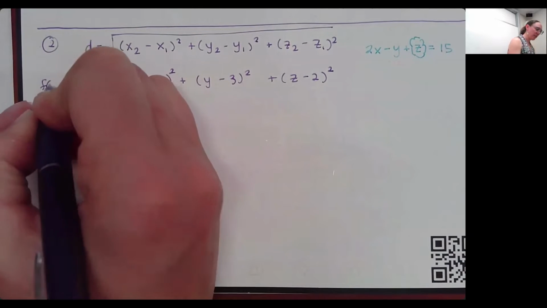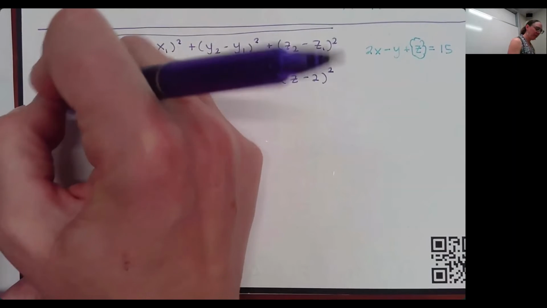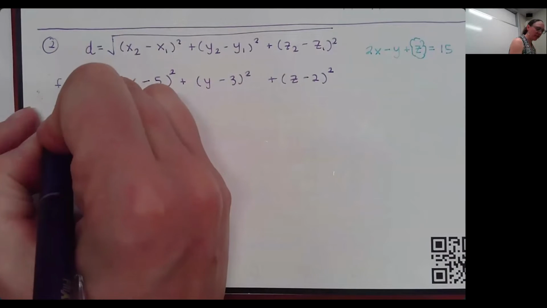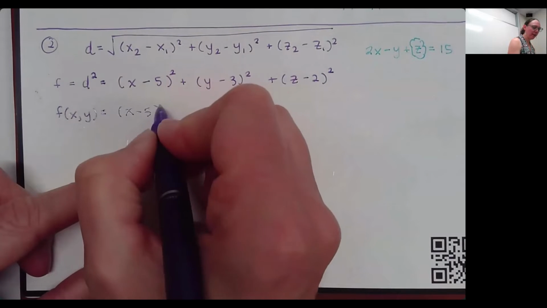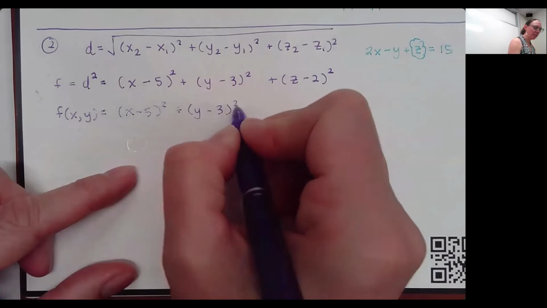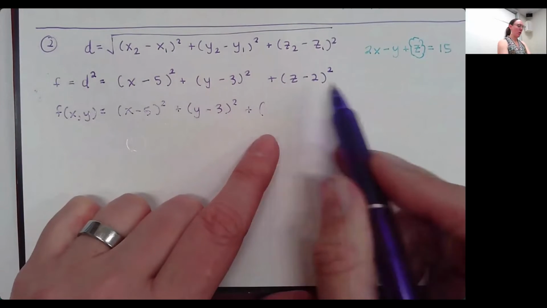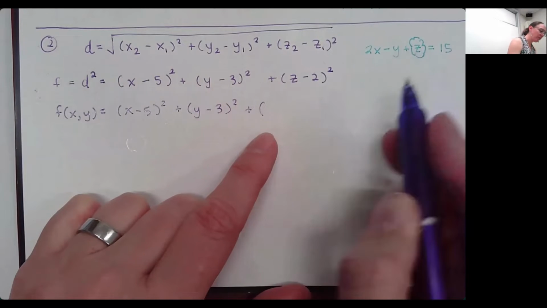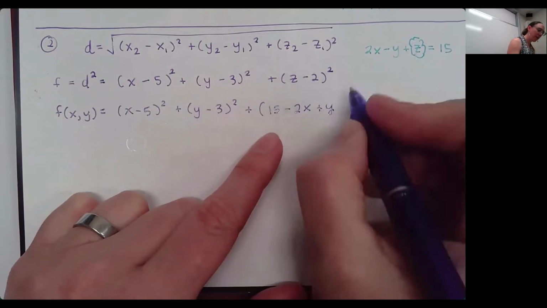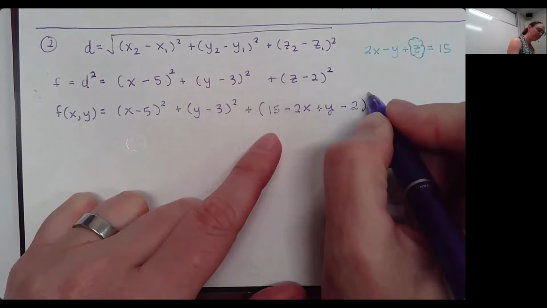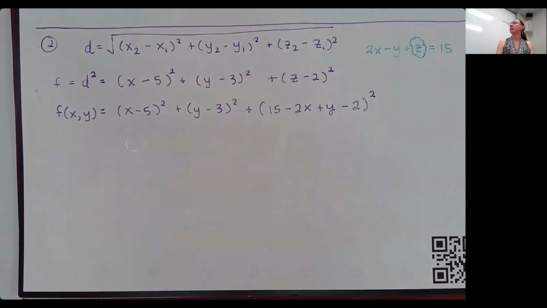So I'm going to call this F and turn this into a function of just X and Y. So I'll have X minus 5 squared plus Y minus 3 squared plus, and then here I'm going to swap out Z. So Z is going to look like 15 minus 2X plus Y, and then I've got that minus 2 hanging out. I'll give you a minute to take the partials with respect to X and Y.